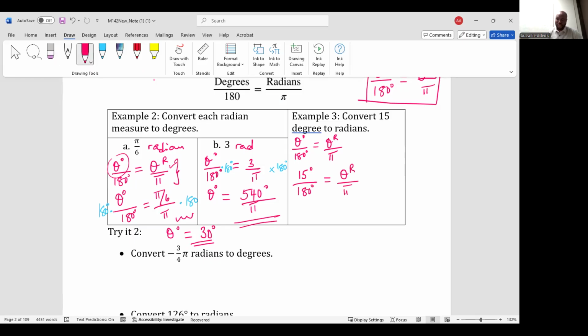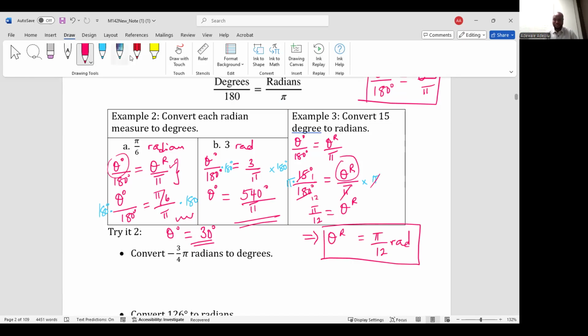So we are looking for angle in radian. I want to get rid of what I have here, pi. To do that, I only need to multiply both sides by pi. So I do have 15 over 180, which reduces to 1 over 12. So that is pi over 12 equals my angle in radian. So conclusively, angle in radian is pi over 12 radians. Okay, I hope that makes sense to you.